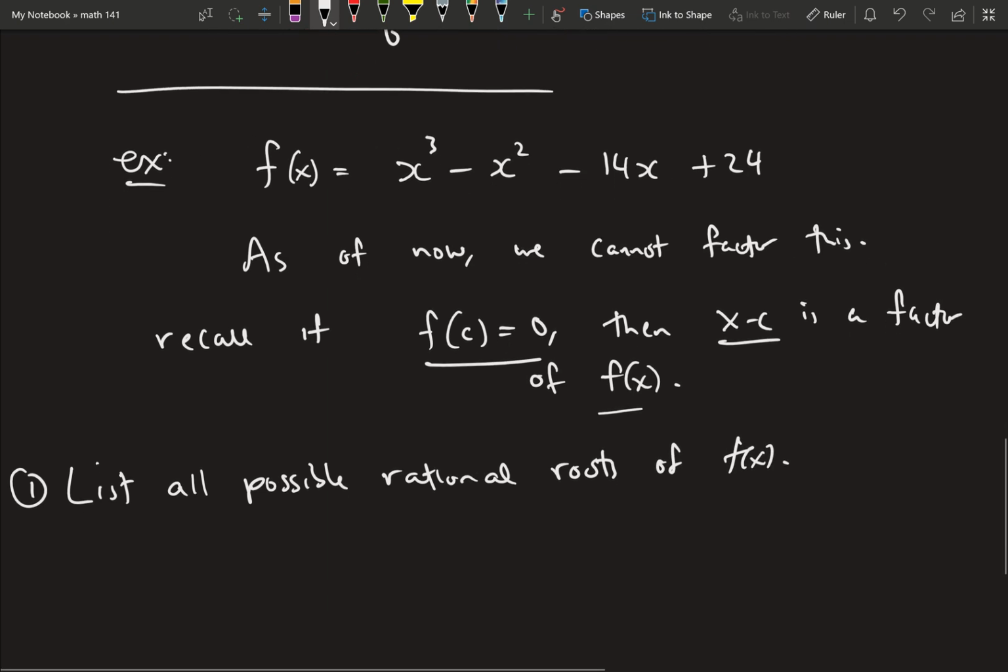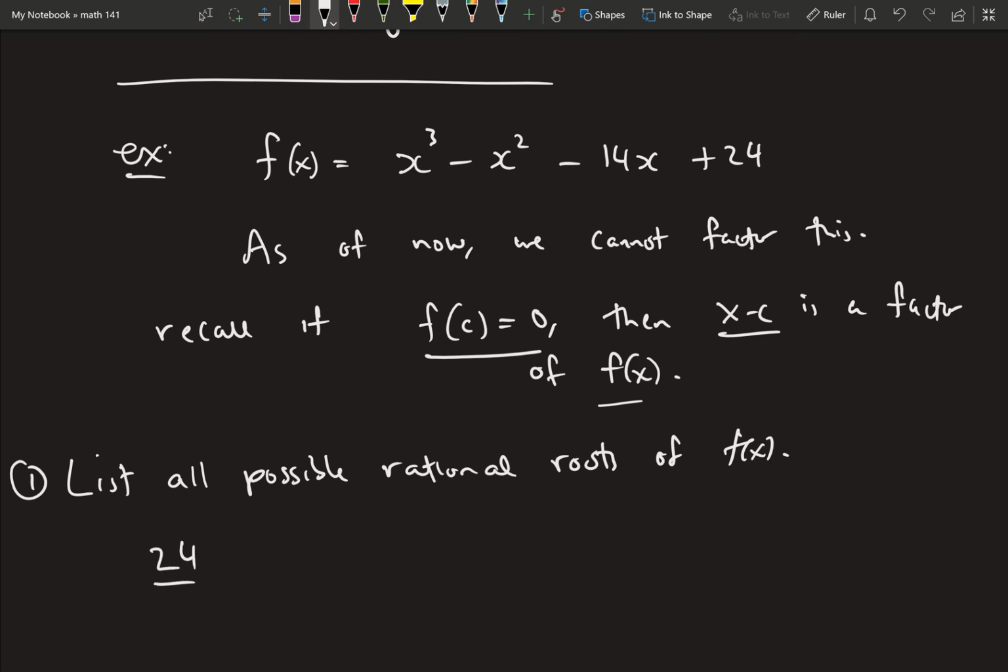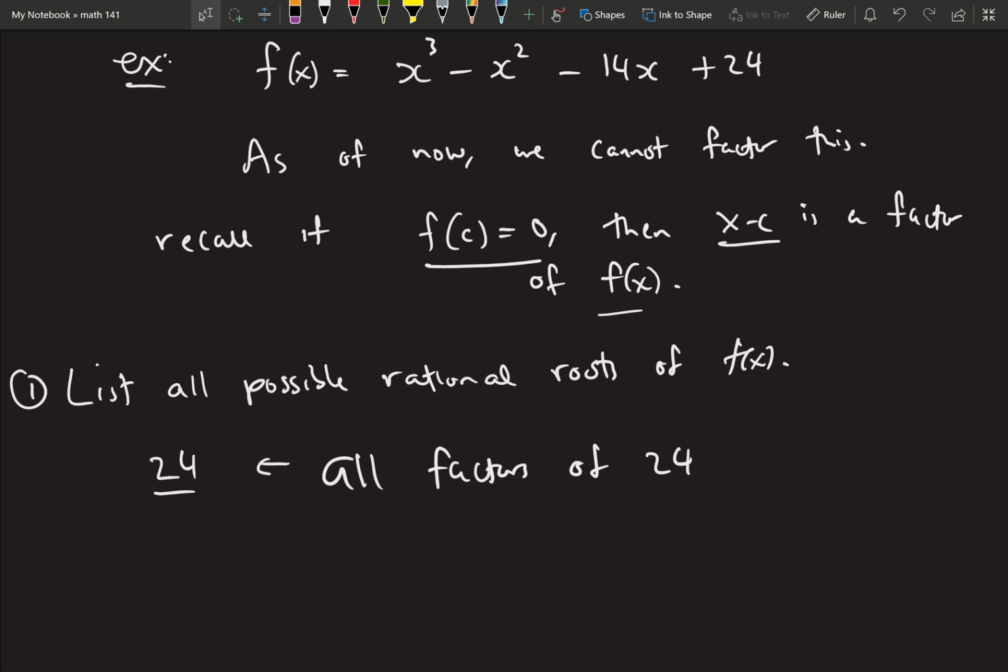So how do we do that? Well, we take the number 24, and we list all the factors of it. We take all factors of 24, and those will be our possible numerators. So for example, in this case, these are the p values.